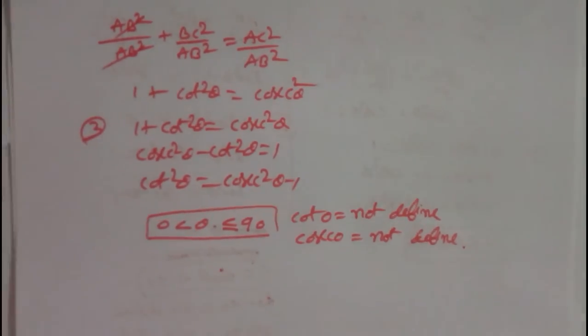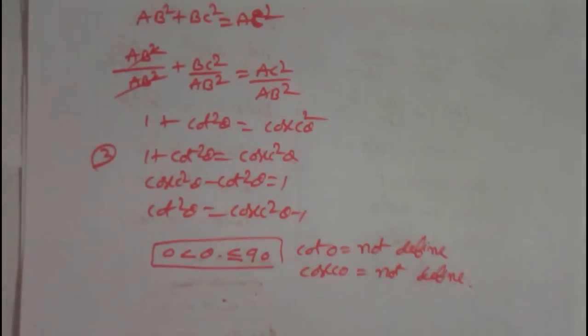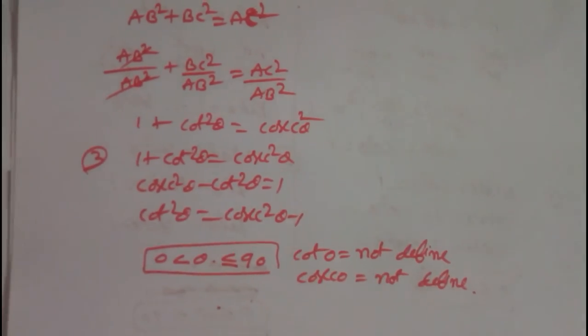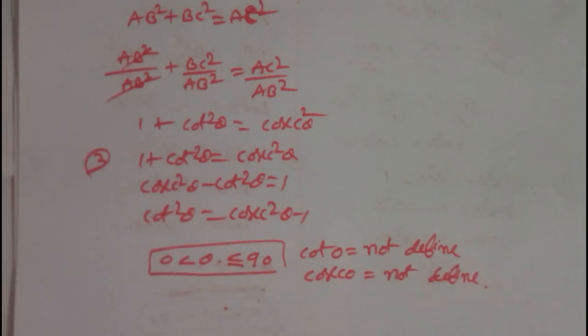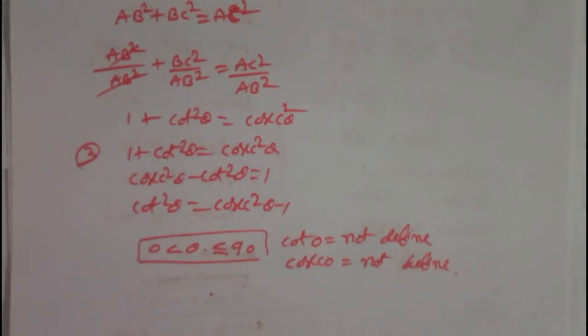So these three are the trigonometric identities. We can apply these trigonometric identities to solve the problems. These are very useful identities.